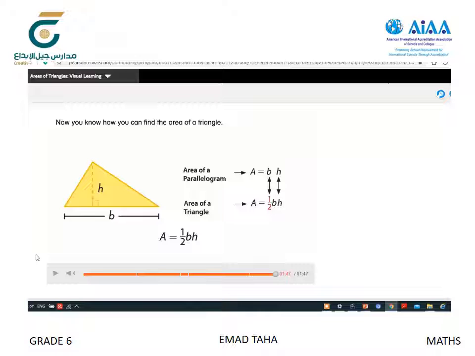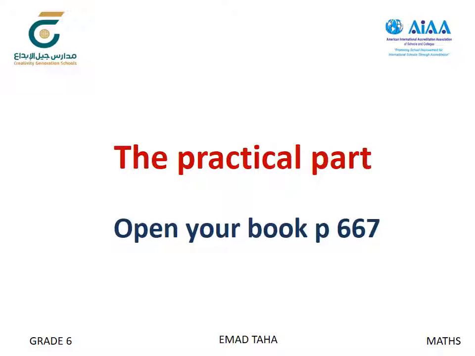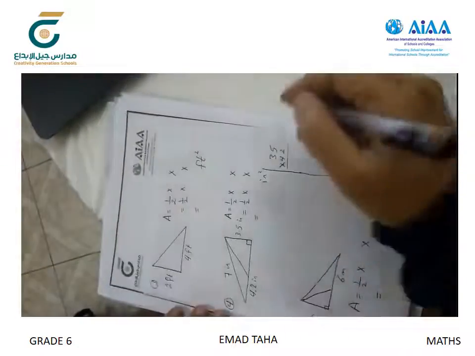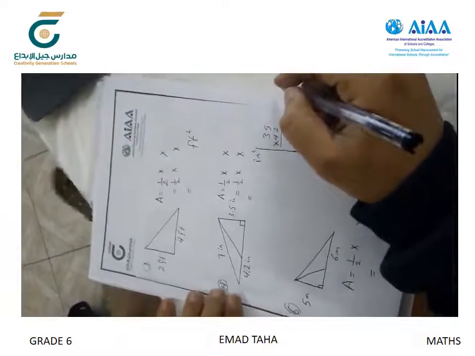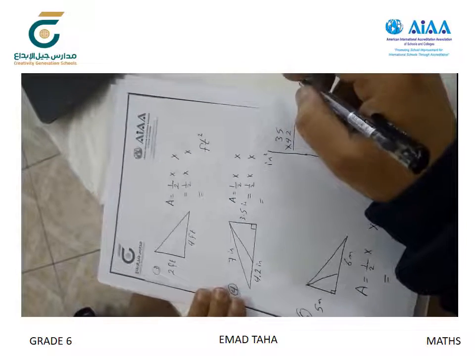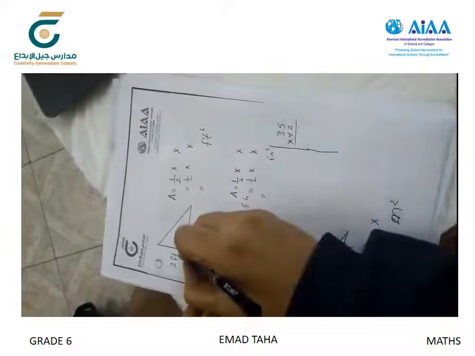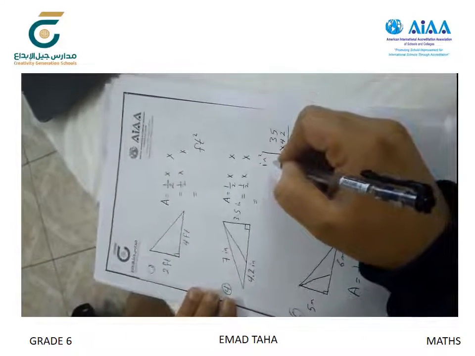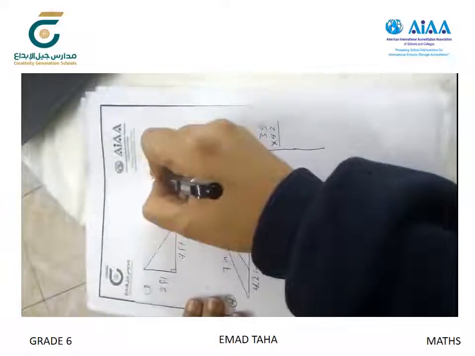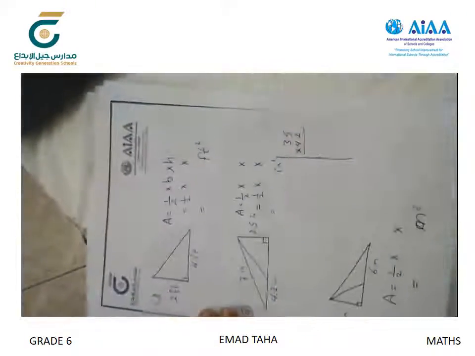Okay, now the practical part. Hi guys, yesterday we talked about the area of a rhombus and a parallelogram. Today we talk about a new shape, the triangle. The area of a triangle equals half times base times height.